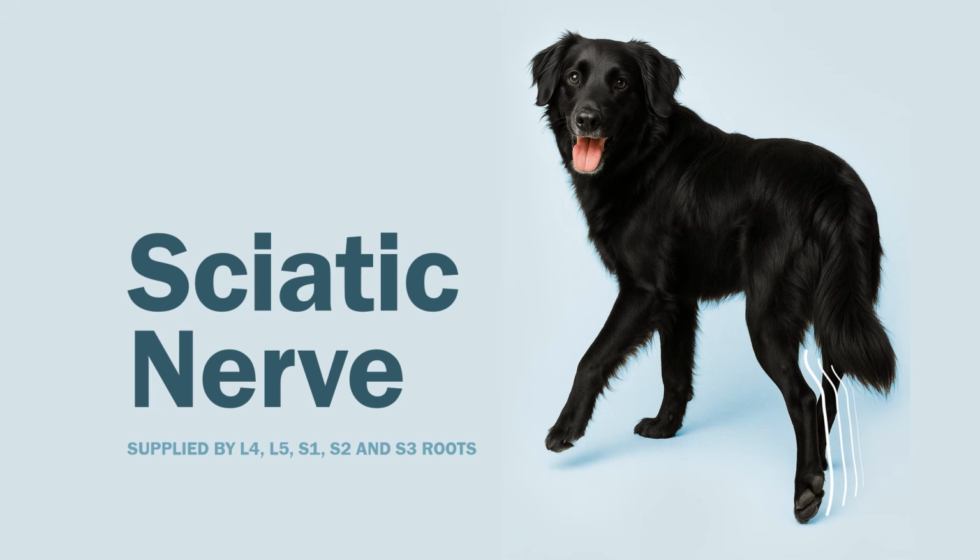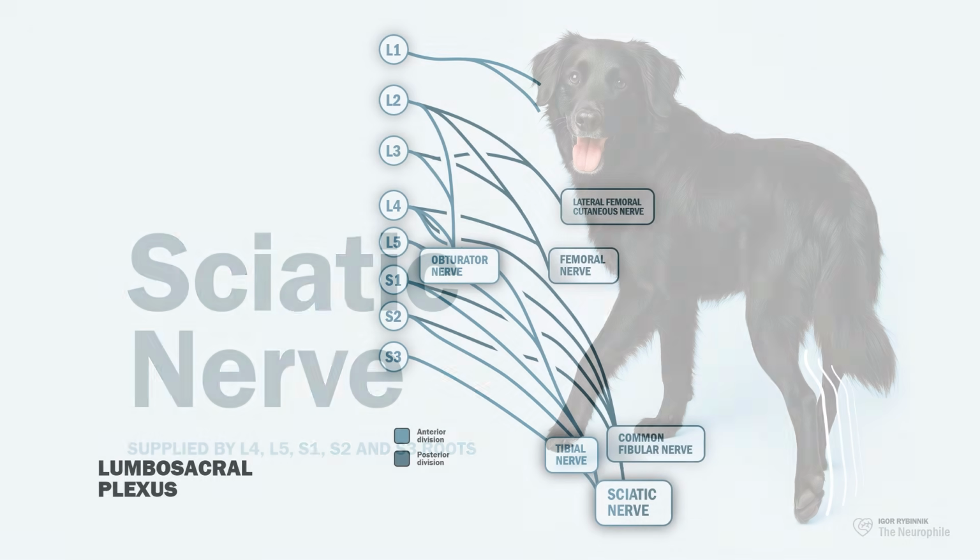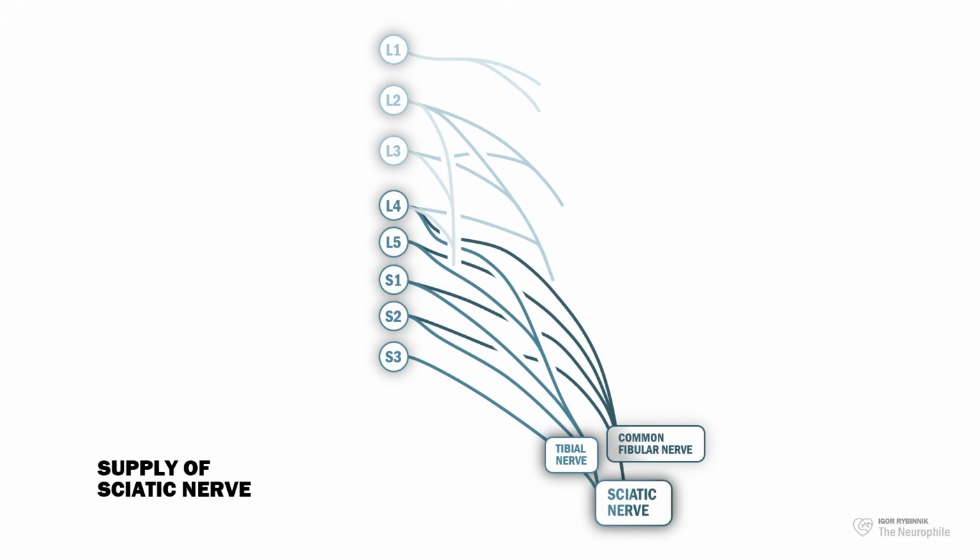It's the body's largest and longest nerve, easily over 3 feet long in most adults and thicker than a pencil. It's evolutionarily ancient, so your cats and dogs have it too. The sciatic nerve comes from the lower lumbosacral plexus. It's formed by both the anterior and posterior divisions of the L4 to S3 nerve roots.